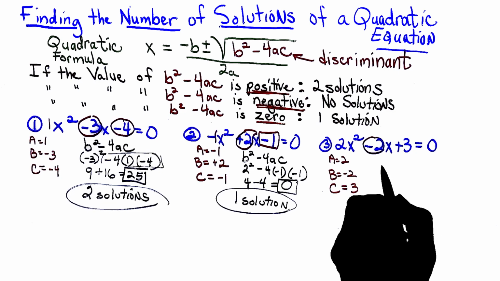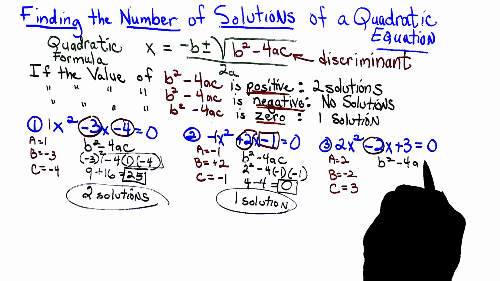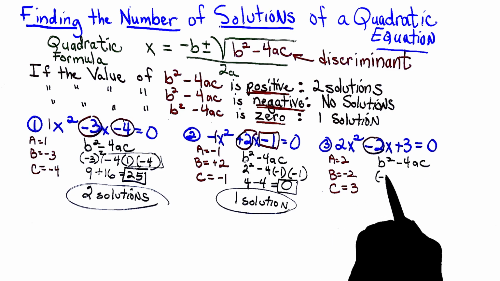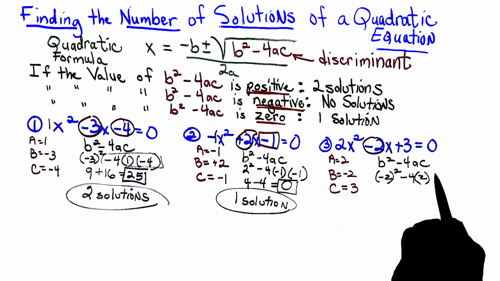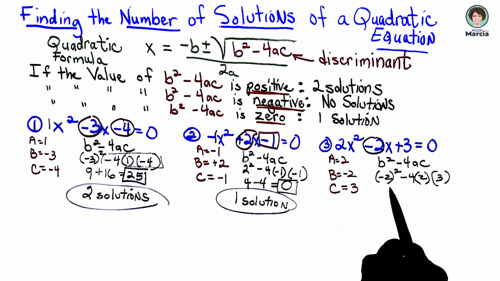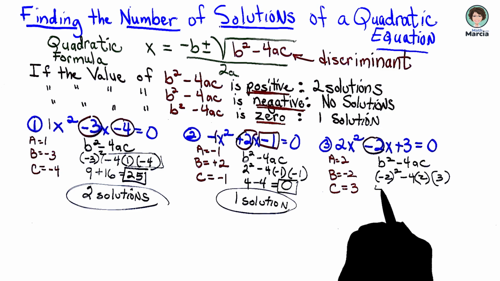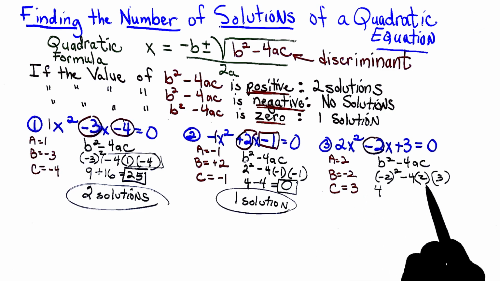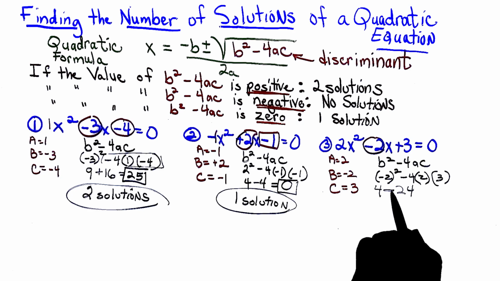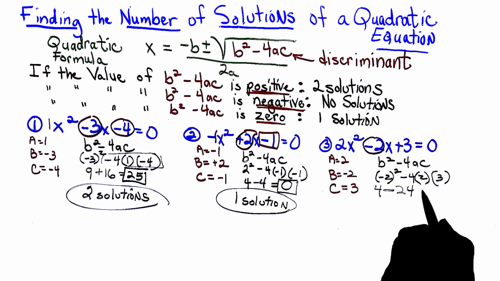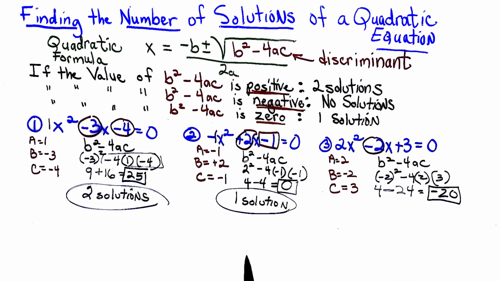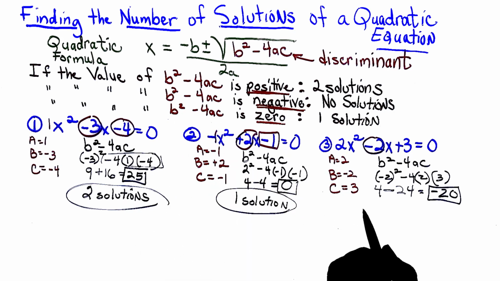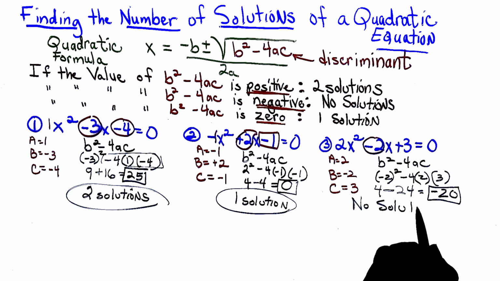I'm going to definitely write my b squared minus 4ac, plugging in my negative 2 squared minus 4, a is 2, and c is 3. Well, we know negative 2 times negative 2 is a positive 4. And I have a negative 4 times 2 is negative 8 times 3 is a negative 24. So it is minus 24. For our solution, we end up with a negative 20. Well, again, if the value of b squared minus 4ac is negative, that is no solutions.